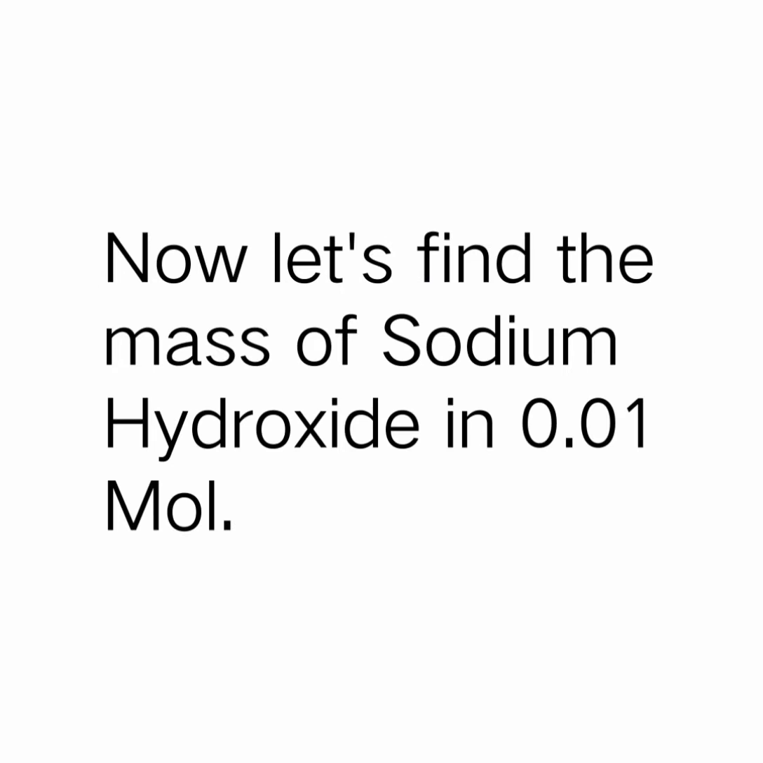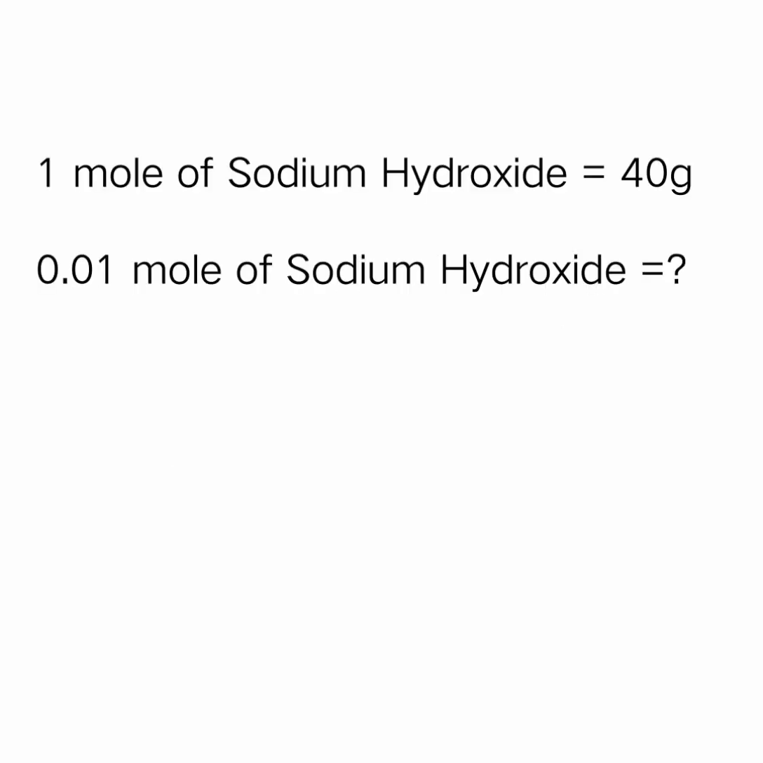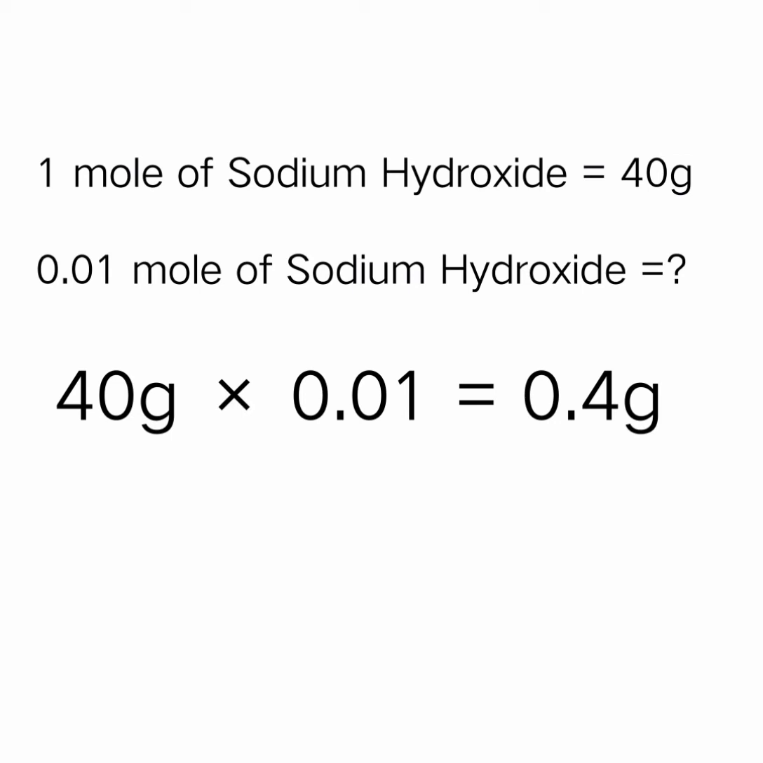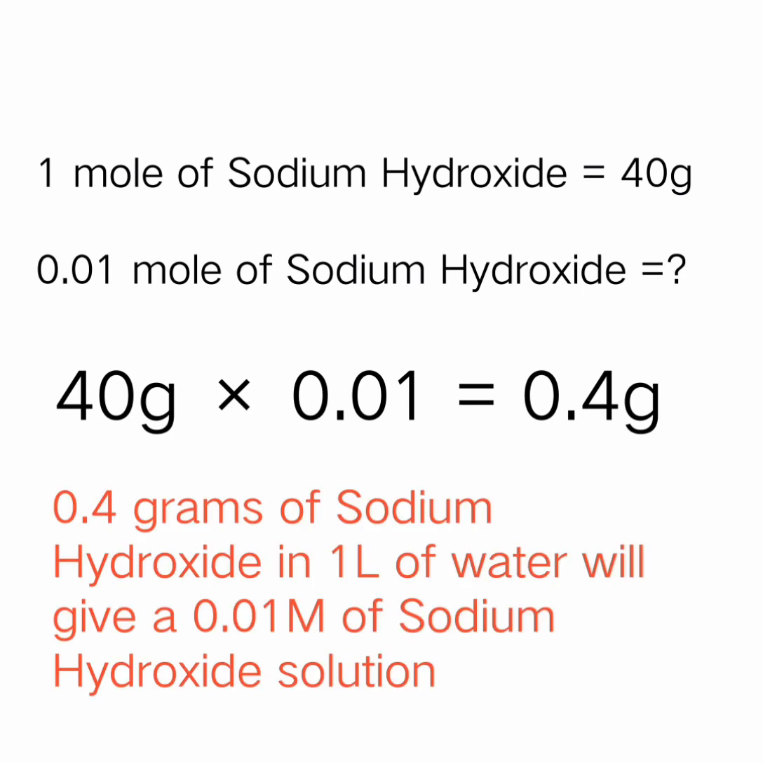Now let's find the mass of sodium hydroxide in 0.01 moles. Of course, we know that 1 mole of sodium hydroxide equals 40 grams. Therefore, how many grams would be in 0.01 moles? We simply multiply 40 with 0.01, which will result in 0.4 grams of sodium hydroxide. Now we know that 0.4 grams of sodium hydroxide should be in 1 liter of the solution to be equal to 0.01 molar of sodium hydroxide solution.